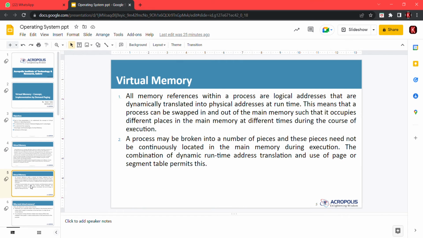Now, some more points on virtual memory. All memory references within a process are logical addresses that are dynamically translated into physical addresses at runtime. Second, a process may be broken into a number of pieces, and these pieces need not be contiguously located in the main memory during execution.